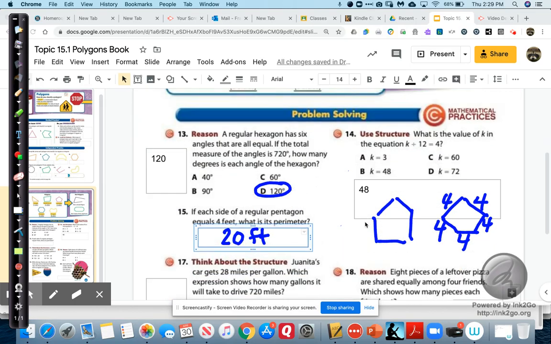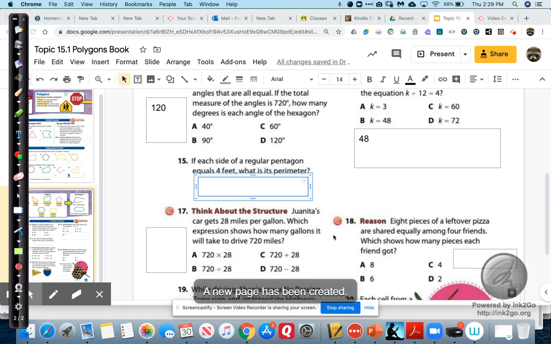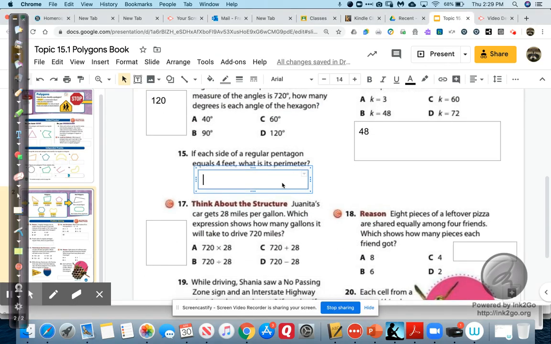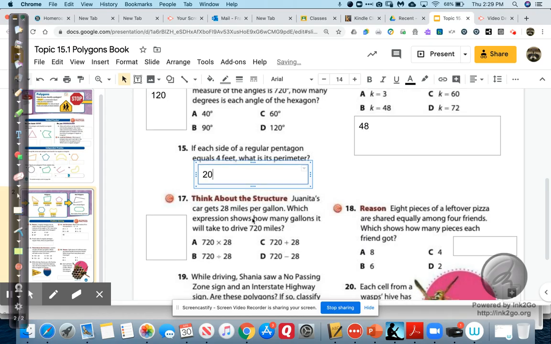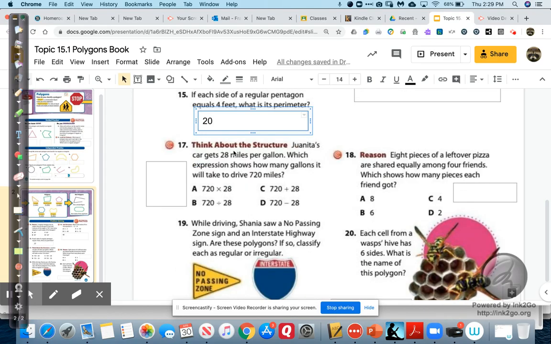Oh, I have to clear that off. I'm going to put a new page. Okay. So again, that was 20. I'm going to type in my answer. Okay, thinking about structure. Juanita's car gets 28 miles per gallon. Which expression shows how many gallons it will take to drive 720 miles? So again, you're trying to find out how many gallons it would take.